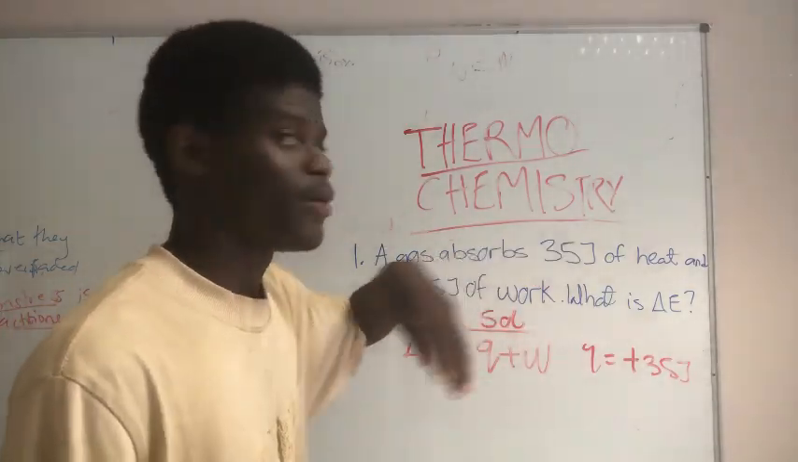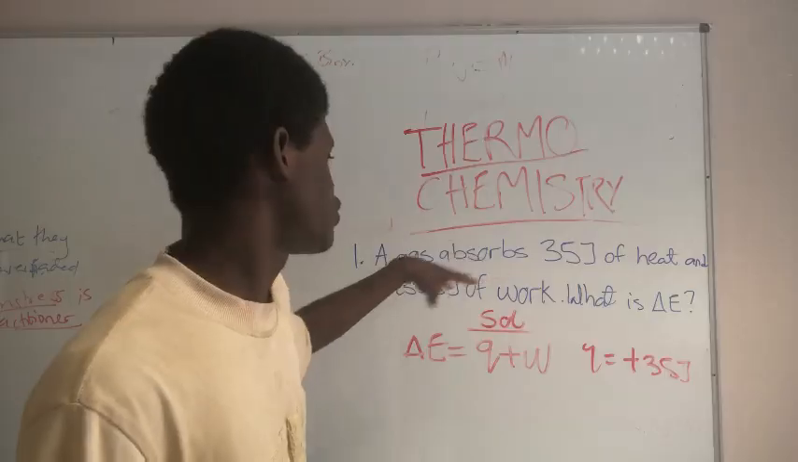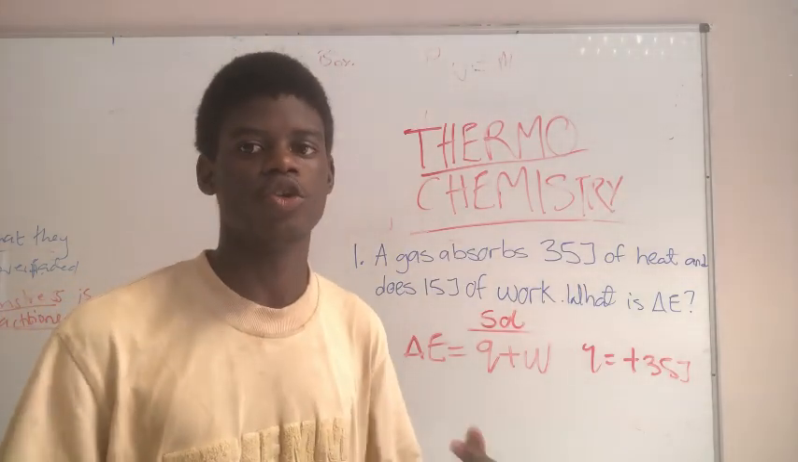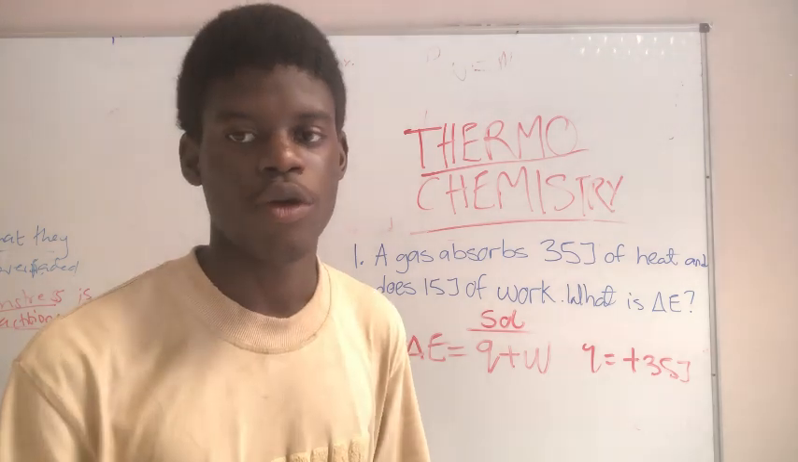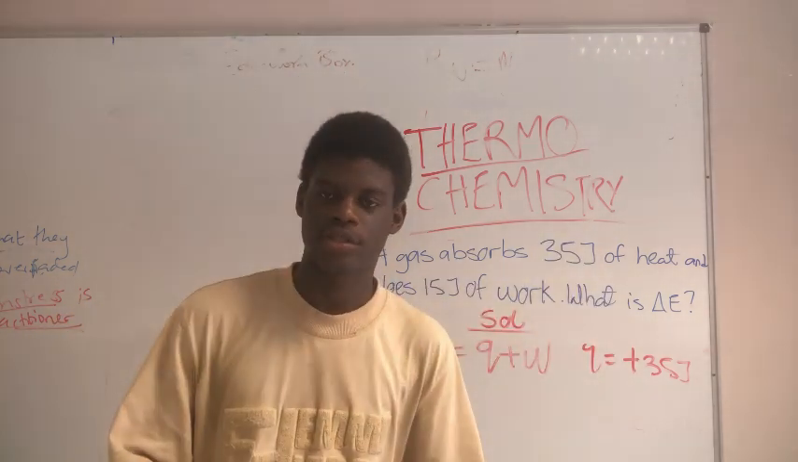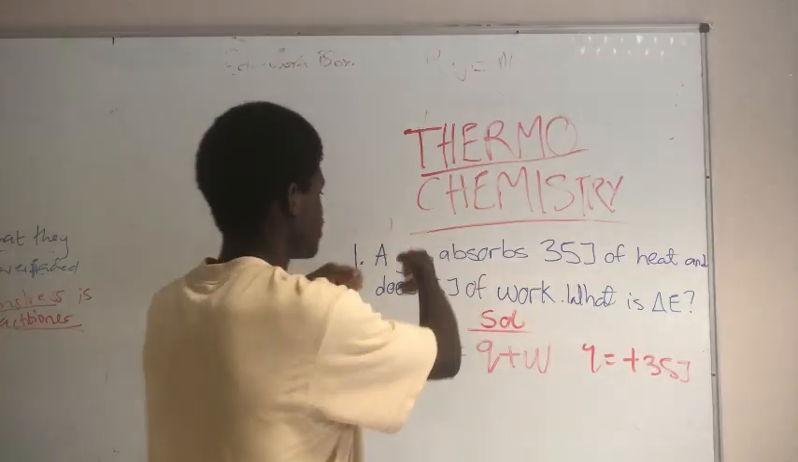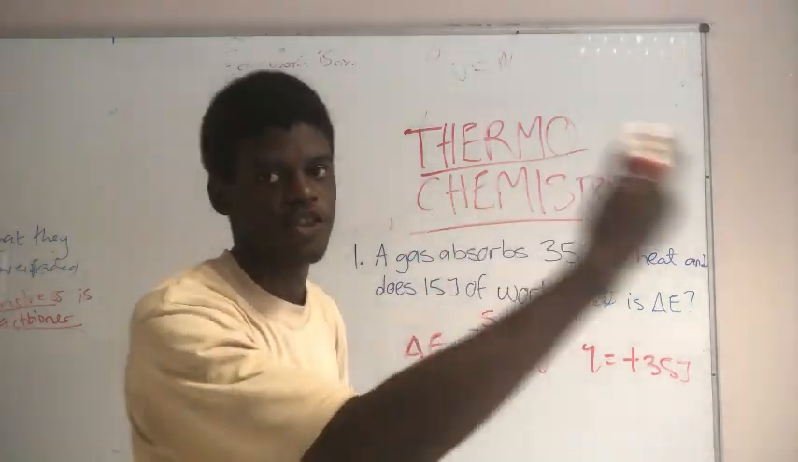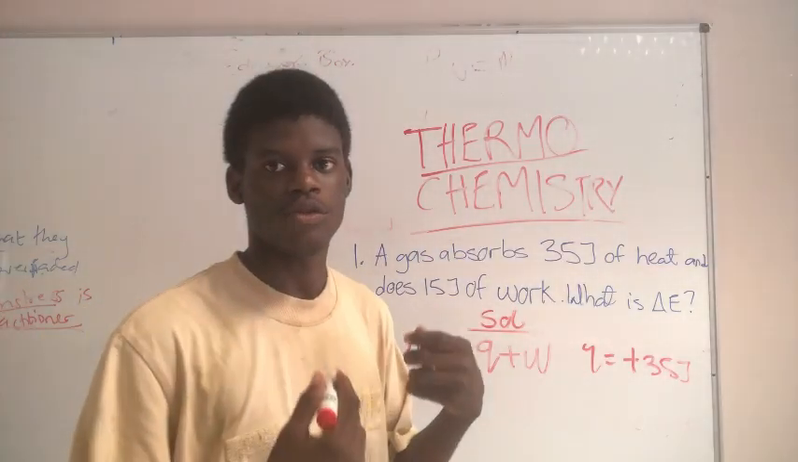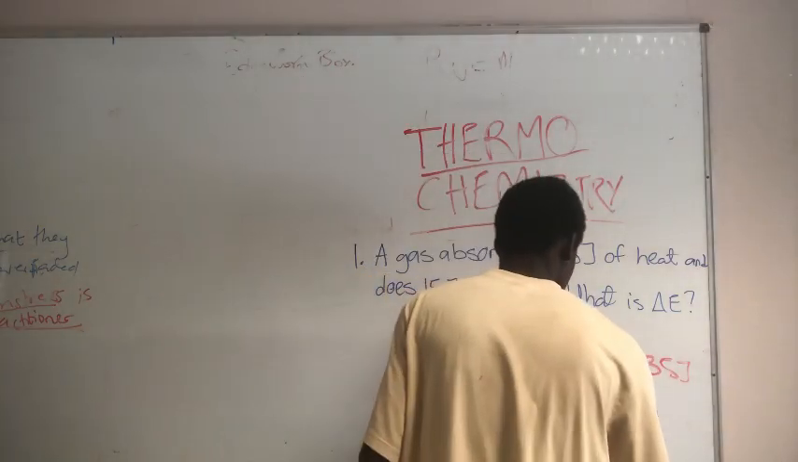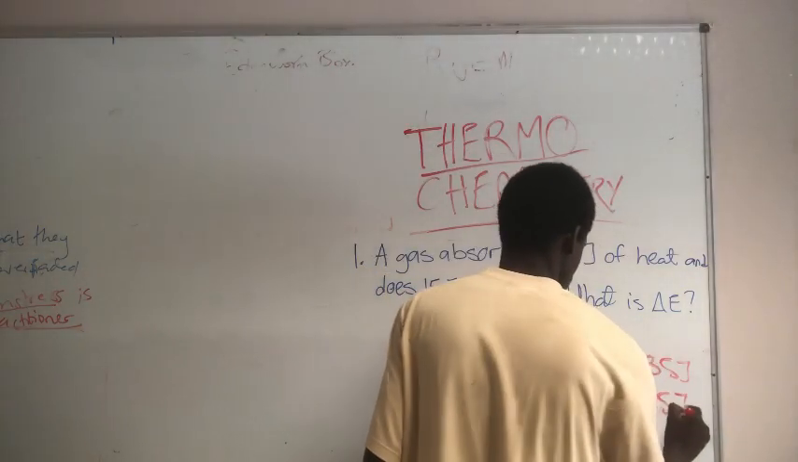So let's get back to the question. I explained that when it does work, it is negative, but when work is done on it, it is positive. Now they are saying a gas absorbs 35 joule of heat and that same gas does 15 joule of work. That means W is minus 15 joule.